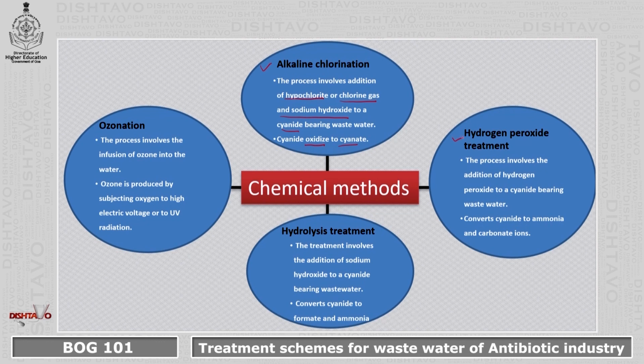The next method is hydrogen peroxide treatment. The process involves the addition of hydrogen peroxide to cyanide bearing wastewater, which will convert the cyanide to ammonia and carbonate ions. The next method is hydrolysis treatment. The treatment involves the addition of sodium hydroxide to cyanide bearing wastewater, which will convert the cyanide to formate and ammonia. The next method is ozonation.